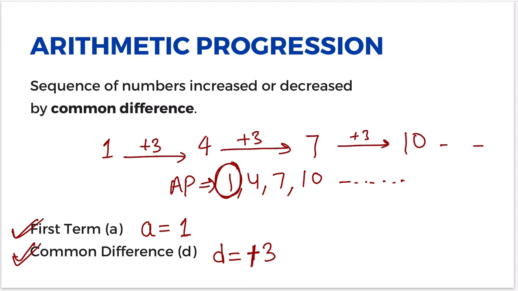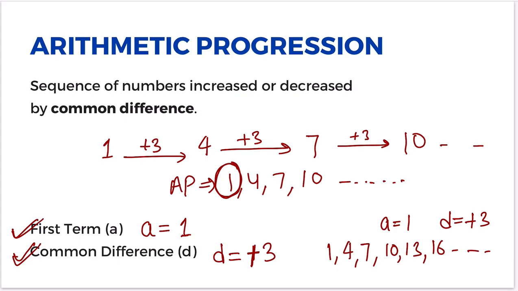So if only these two things are given to you, A is equal to 1 and D is equal to plus 3, will you be able to form an arithmetic series? Yes. How? First number is 1, then the difference is going to be 3. So I will add just 3, 3, 3, 3 and so on. Correct? So this is how you can form an arithmetic series only by using these two things, that is the first term and the common difference. I hope this is clear.